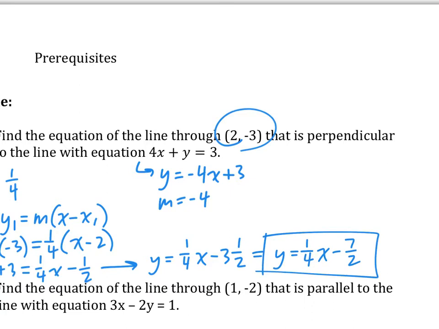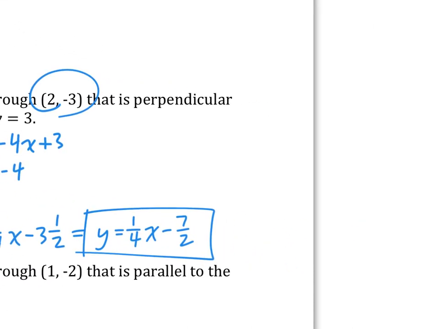What if they said they want the answer not in slope-intercept form, but they want it in, let's say, standard form? Remember that standard form means you have to have all integers. So this is not going to work. So then what we want to do is multiply everything by the least common denominator so we can get everything into integers. So this becomes 4y equals x minus 14. Okay, 14 because the 2 in the denominator cancels with this 4. So we have a 2 left over, and that multiplies.